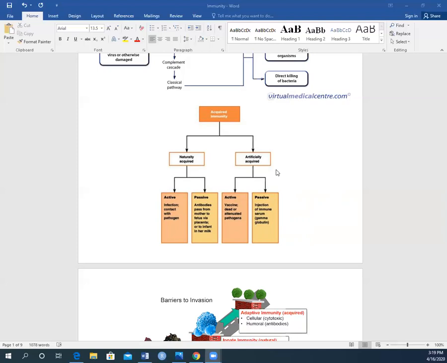Artificially acquired passive, you can create antibodies in a laboratory, and then you can inject those antibodies into an immunocompromised individual. So they can introduce this into, for instance, an HIV patient who has a very compromised immune system. They can inject antibodies into that patient. So if this patient is not producing their own antibodies, you're introducing antibodies that were produced somewhere else.